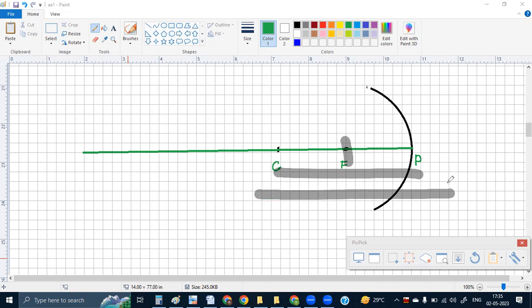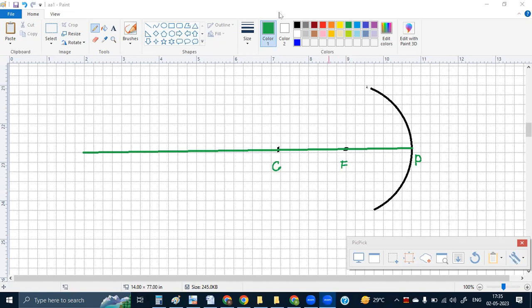After this, we are going to draw all the ray diagrams. So this is the first basic thing that you are going to do. And then I'll show you the diagram where the object is placed at the center of curvature. Just do this much and then we'll continue ahead.